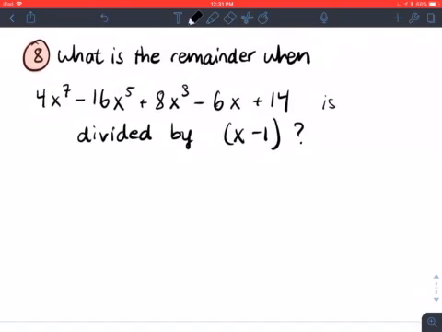For question number 8, it asks what is the remainder when the polynomial 4x to the 7th minus 16x to the 5th plus 8x cubed minus 6x plus 14 is divided by x minus 1. For this, we will use the remainder theorem, which states that the remainder when a polynomial is divided by a binomial in the form x minus a is simply the value p of a. So if we calculate p of 1 by sticking 1 as x into the polynomial, we can calculate what the remainder is when the division occurs.